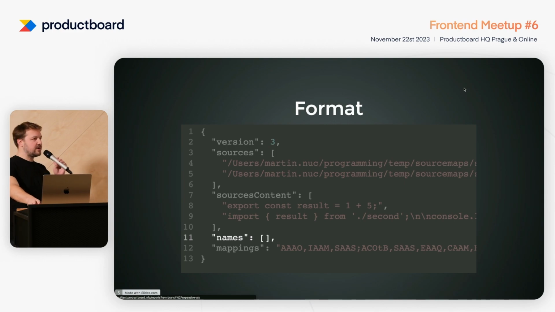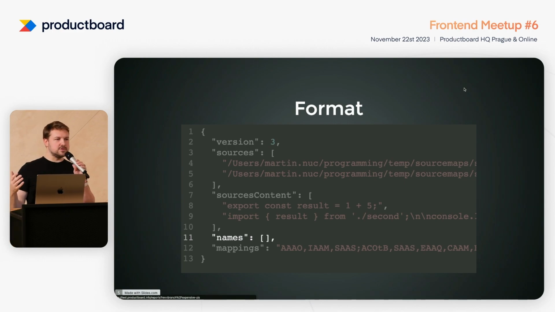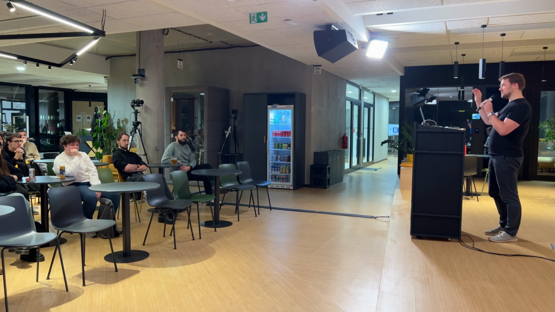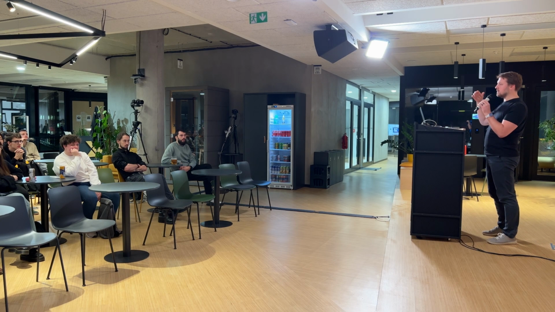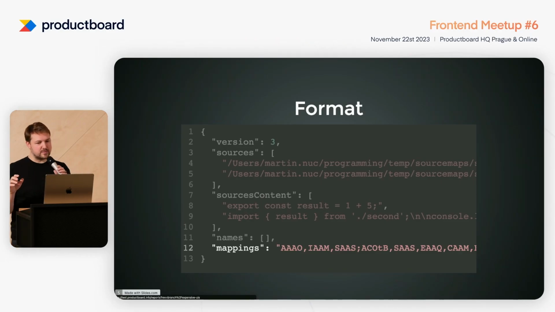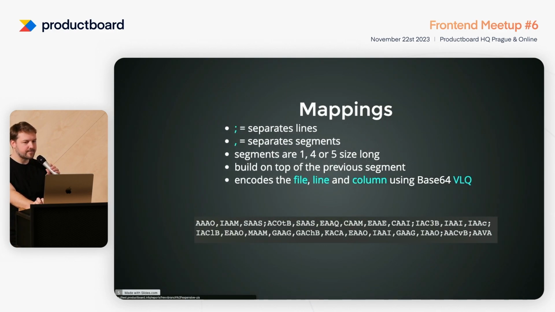Next, there is the names property. This usually contains names of variables and functions which are minified. When I was playing with it, I never saw any values there. But when I took a look at the source map of Productboard, I could see that there are many of them. And now the key point of the source map is the mappings key. It's basically a huge string, and I will now show you what it consists of.